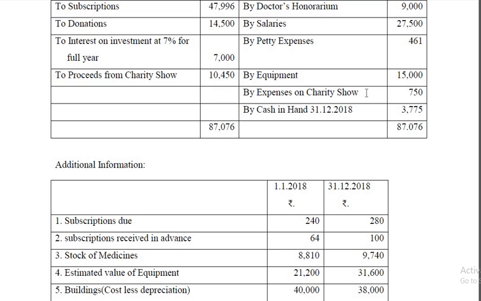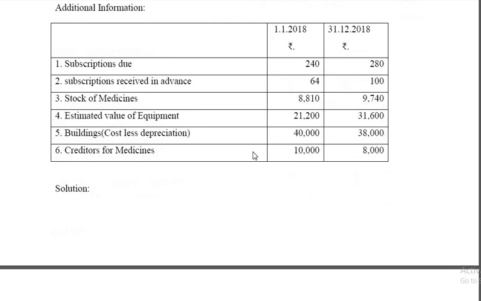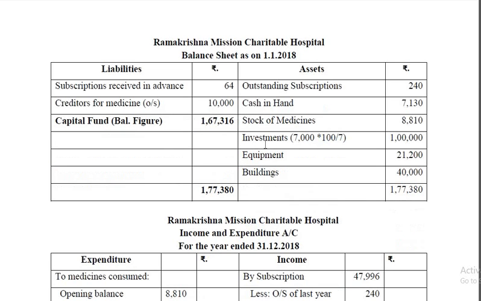Expense on charity show, I told you already, it should be debited. Alternatively, from the proceeds only you have to deduct and net value of the show in the income side. Cash in hand will appear in the closing balance sheet. All these items are explained. Again, let us quickly run through the calculations. So we are preparing opening balance sheet because I already told you in the problem capital fund is not given, but information is available in order to calculate the opening capital fund balance.